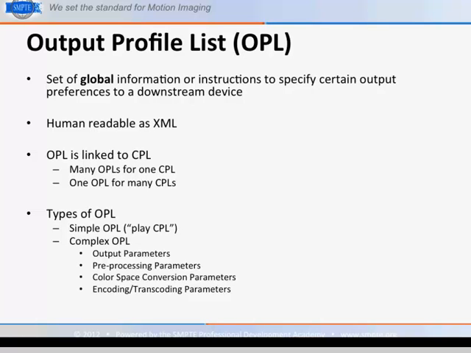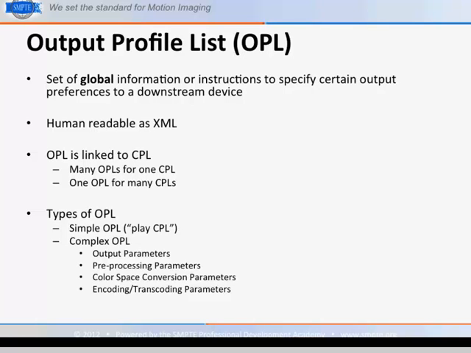There's different types of OPLs. We have a simple output profile list, which would basically be like whatever that CPL says, just play that composition playlist as you see it. Or you could have more complex output profile lists. The idea here is you could specify different parameters. So for example, we could have different preprocessing or color space conversions. We could talk about having encoding and transcoding parameters. So you could actually put in specific profiles.